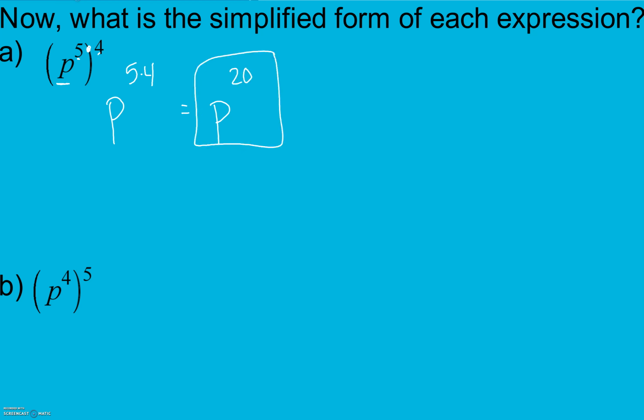On b, same idea. We have one base, 2 exponents. So it's a power to a power. We multiply those. And I get p to the 20th power. So here, it doesn't matter if we have p to the 5th power raised to the 4th or p to the 4th power raised to the 5th. If we were to multiply this all out, whether we had 4 groups of 5 or 5 groups of 4, we'd have 20 p's regardless. So p to the 20th power either way there.